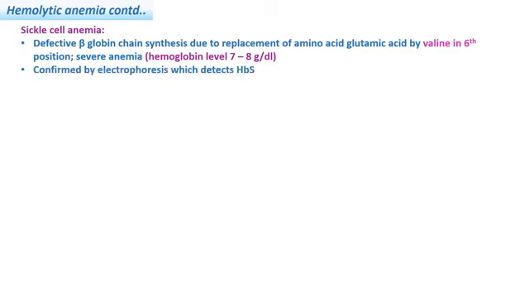What happened? It's defective beta globin chain synthesis due to replacement of the amino acid glutamic acid by valine in the sixth position. As a result, the anemia develops. This anemia is very severe, hemoglobin 7 to 8 gram per deciliter, confirmed by electrophoresis, which detects the hemoglobin S.